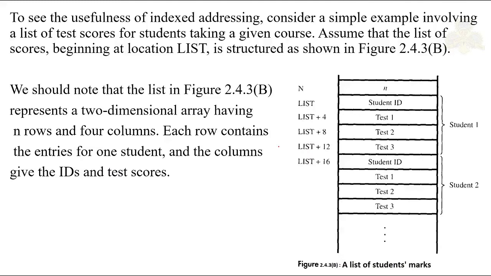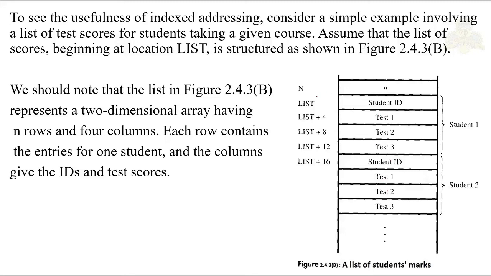We will now consider a simple example having a list of test scores for the students taking a given course. Okay, so this is a diagram for that. This is a memory wherein you have n number of students, n could be 5, 10 or whatever. Then you have the student details present like the student ID, marks for test 1, marks for test 2, marks for test 3. Then the next student, his marks for test 1, 2 and 3.